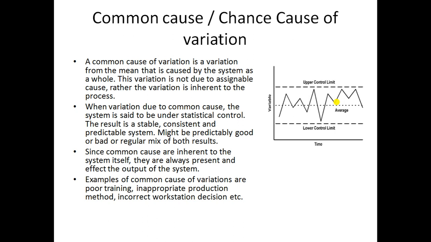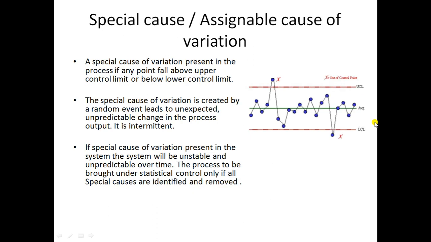If we can improve our system characteristics, for example, if we give our operator better training, or use a little more advanced production method, this variation can be reduced. Eliminated is not possible, but it can be reduced. Next are the special causes or assignable causes of variation.